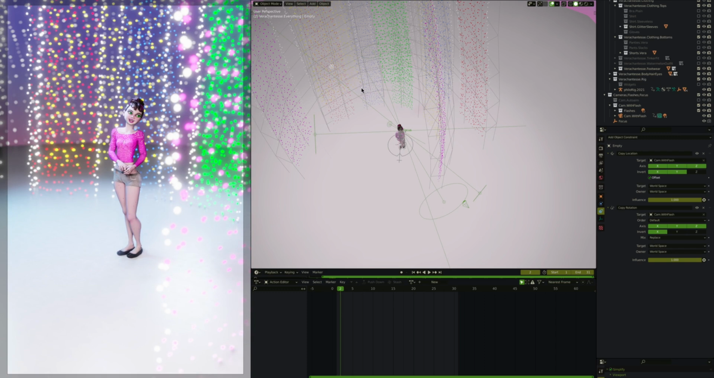And I believe that'll do it for the lighting rig. So hopefully this helps you out, and happy lighting, happy blending.